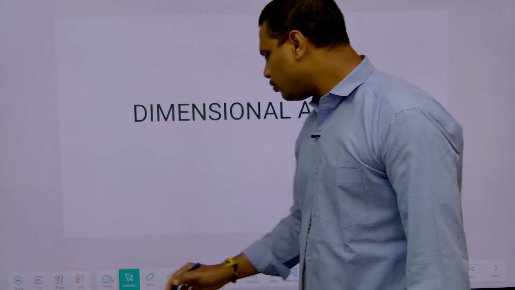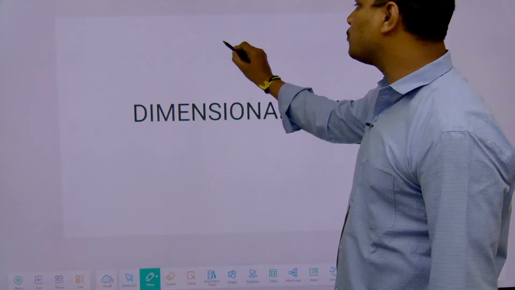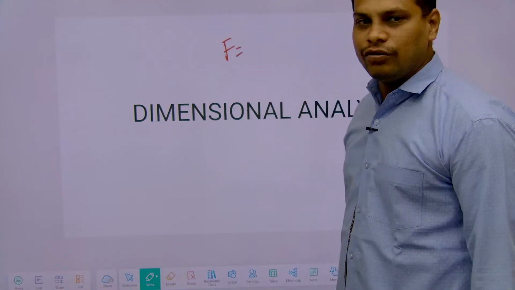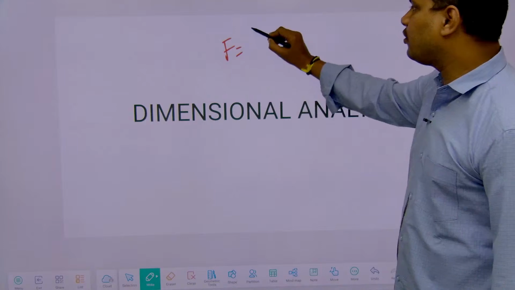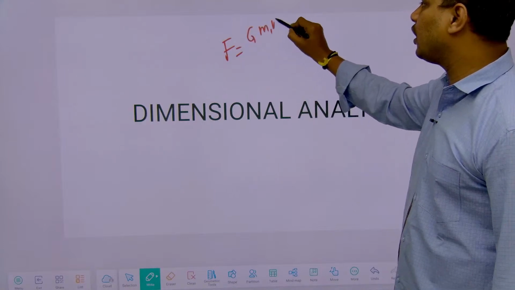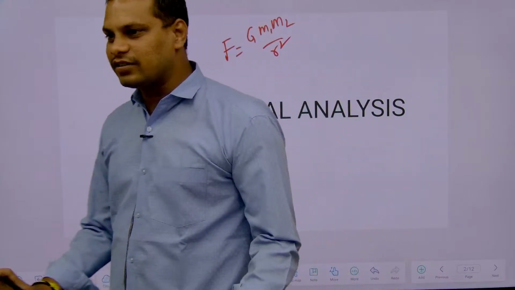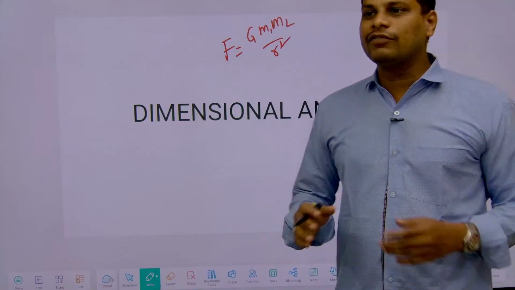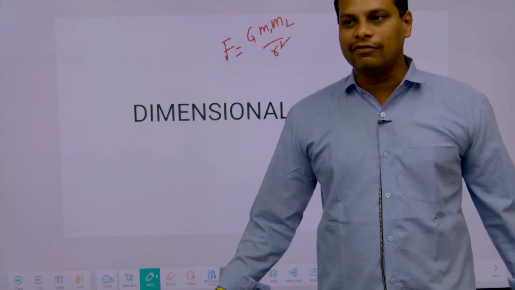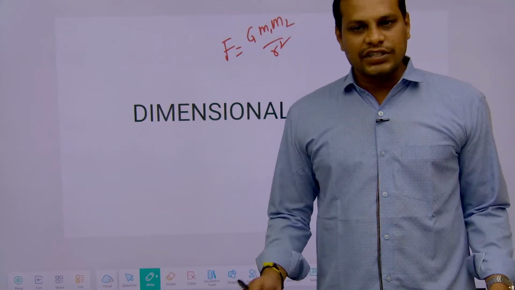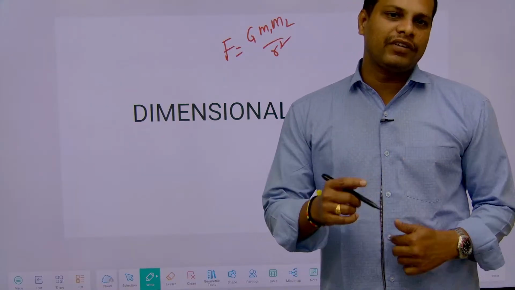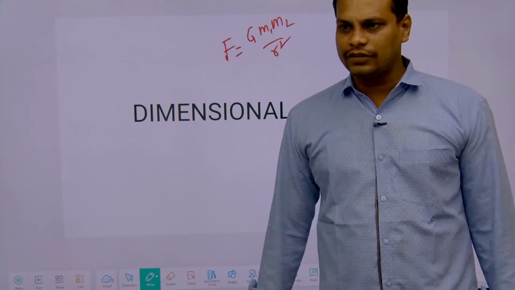For suppose, do you know the formula for force between two masses, Newton's law of gravity? It is G m1 m2 divided by r square. I am going with a simple equation; we can repeatedly write it, no problem. But sometimes in physics you will get complicated, very big equations. In such cases, representing that equation every time is a little bit difficult.